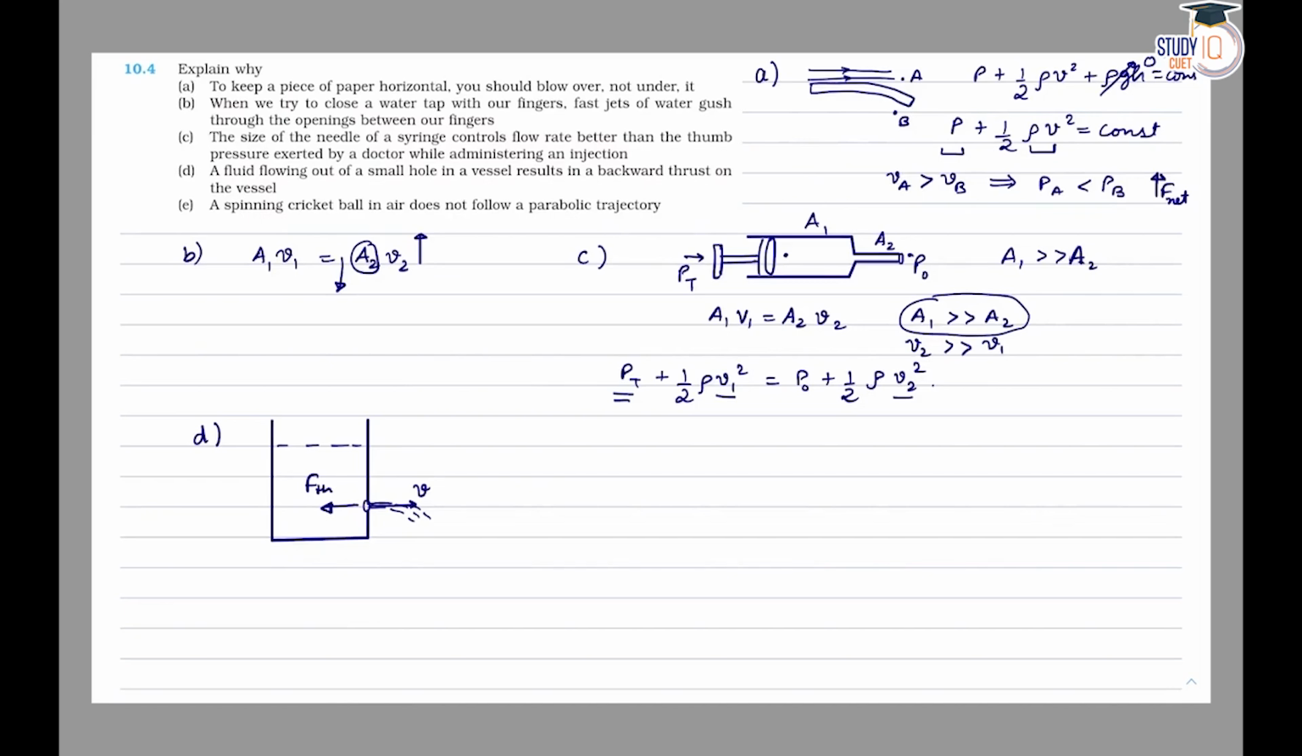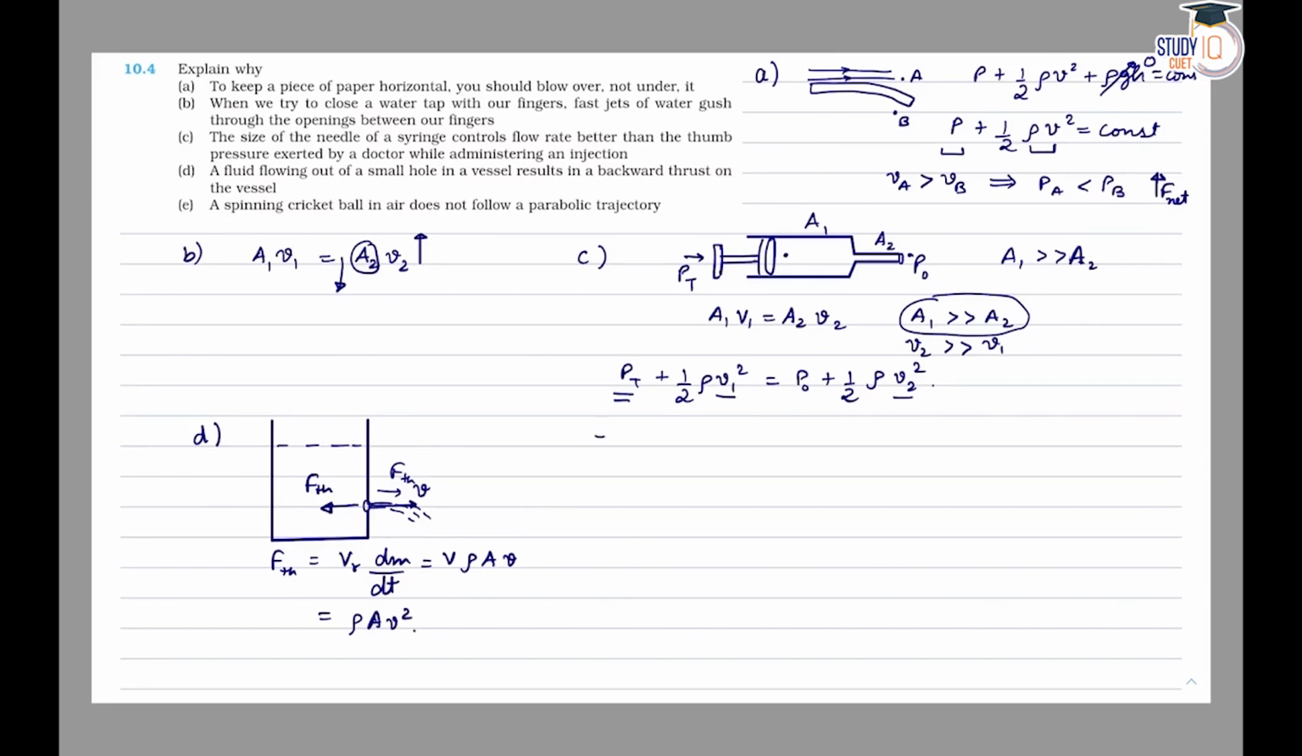And because it itself is going to experience a thrust force towards right, it is going to apply a thrust force on the container towards left, and that thrust force can be given by V relative into dm by dt. That is, V relative is v, and rate of mass flow can be written as density into cross section area into speed, that is rho A into v square.